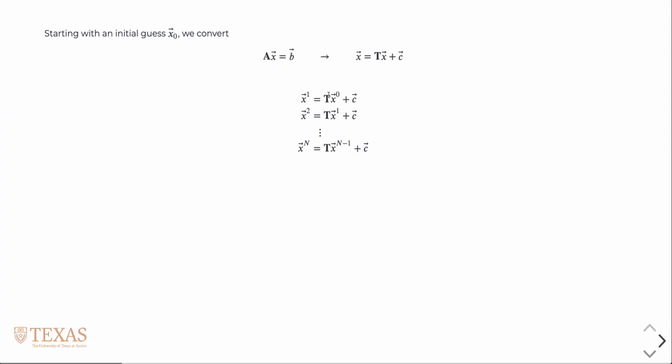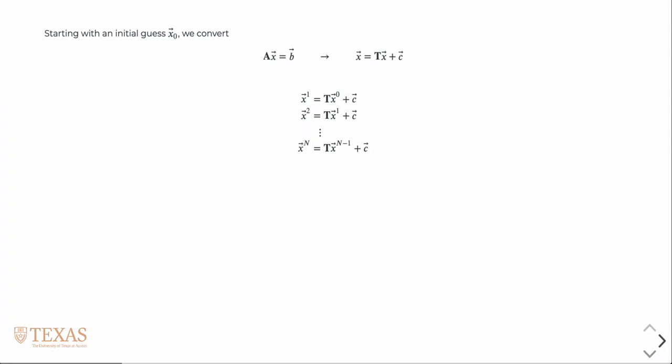So we start with an initial guess, and we evaluate the matrix product plus the addition of the vector to get a new guess, and then we plug that new guess back in, and we continue to do this for n iterations.